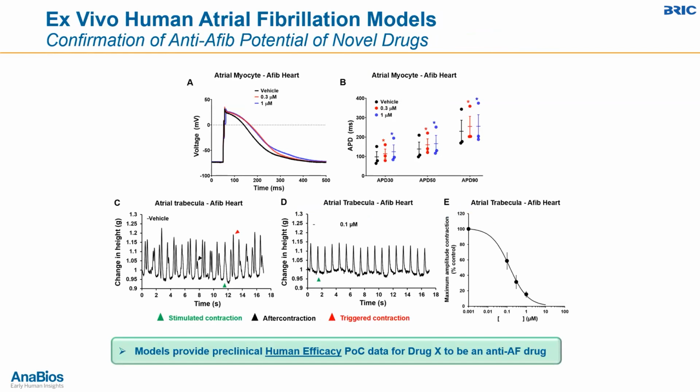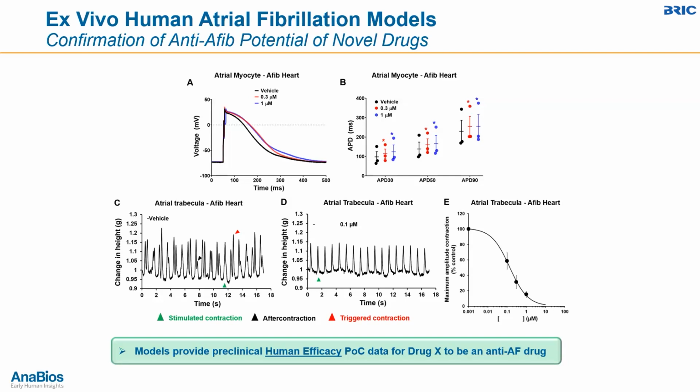As you can see on this slide, we tested the effect of the compound in myocytes isolated from AFib hearts. We showed that the compound prolonged the action potential in atrial myocytes, and we also tested the compound in atrial trabecula isolated from donors affected by atrial fibrillation. You can see already at baseline recording, we were able to see arrhythmic events like after contraction and triggered contraction.